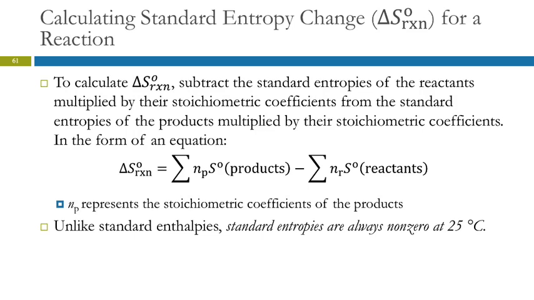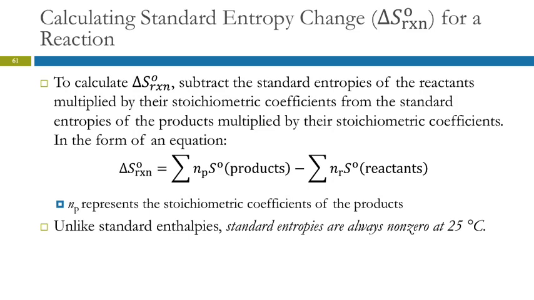Important though, when we had standard enthalpies, anything that was an element in its standard state was just 0, and so we could leave it out. Standard entropies are always non-zero at 25 degrees. So you're not going to have elements that just drop out. You have to calculate everything.